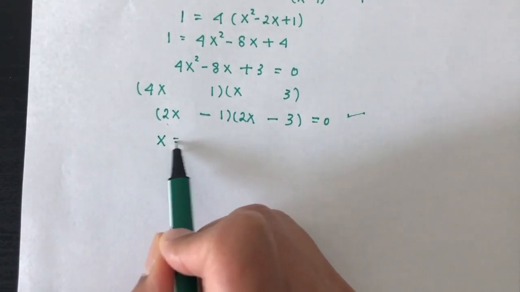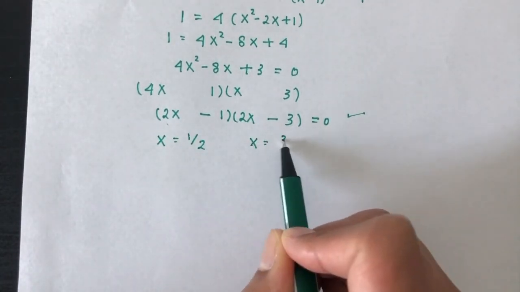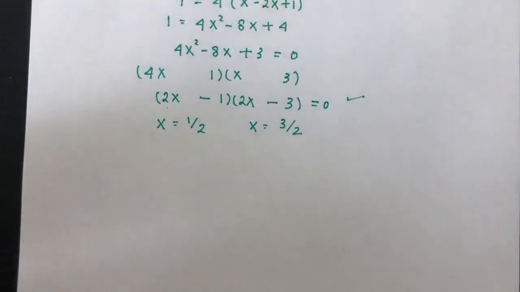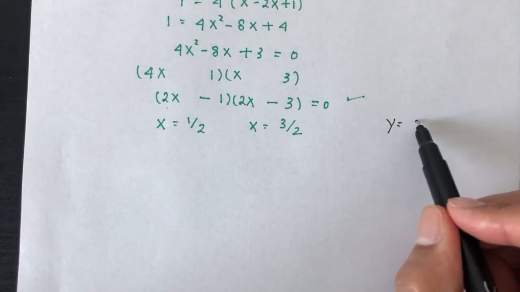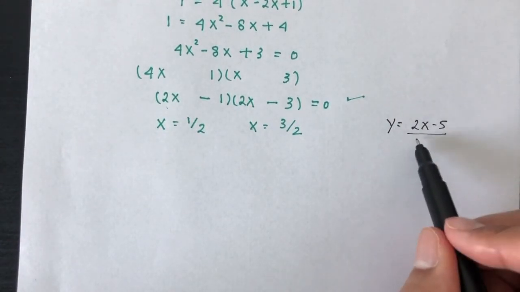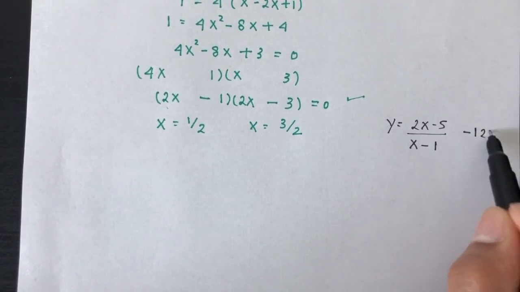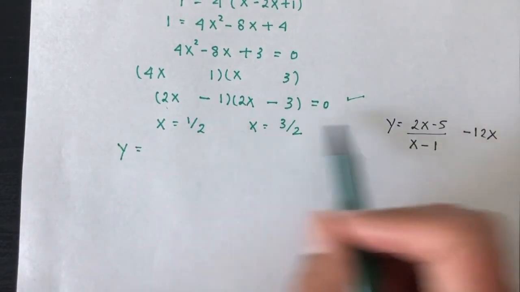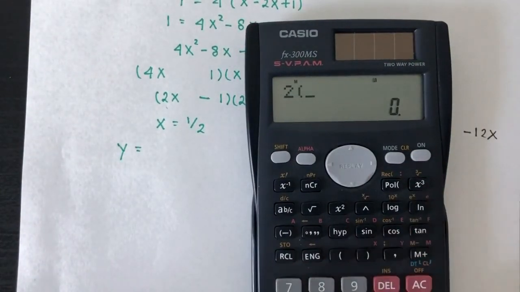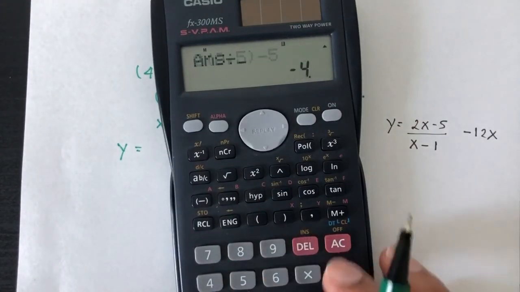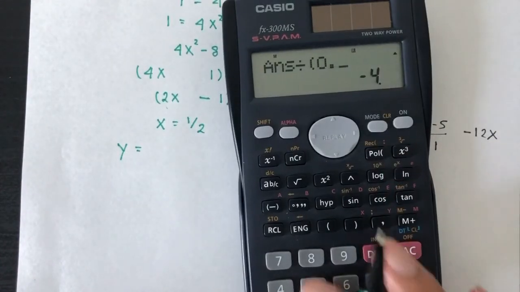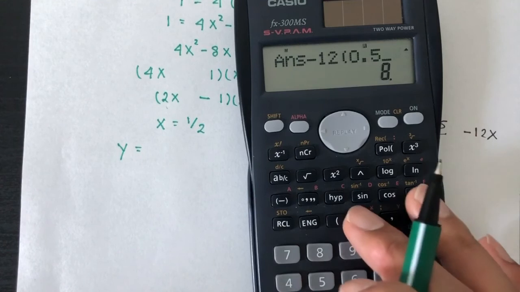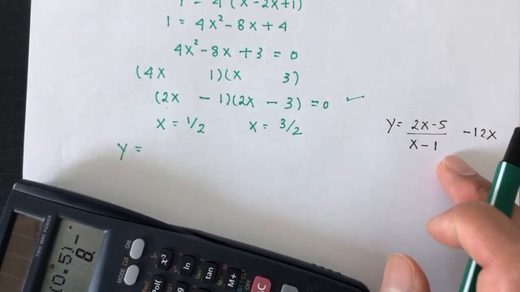Now x is equal to what? Half. x can also be equal to 3 over 2. Now we have to find the corresponding values of y for each point. Now going back to the equation, y is equal to (2x minus 5) over (x minus 1) minus 12x. Now for the first value of x, what is the value of y? You would say that will be 2 times 0.5 minus 5 divided by 0.5 minus 1, minus 12 times 0.5. So basically I'm just replacing this value in the equation to find the value of y.